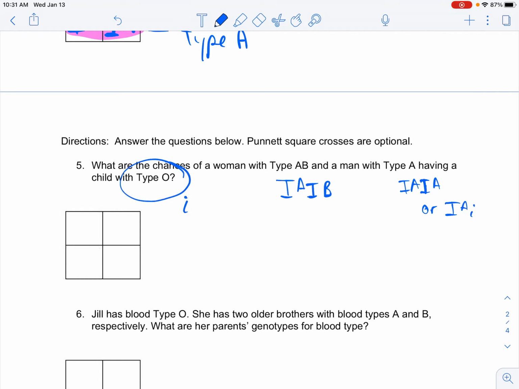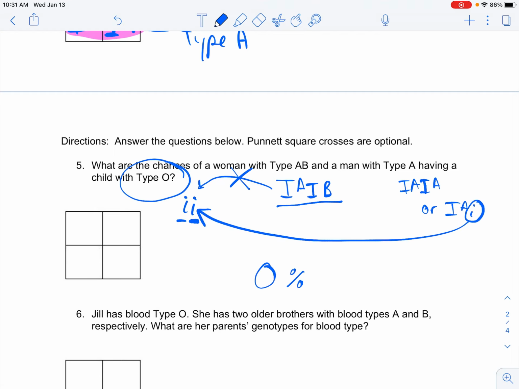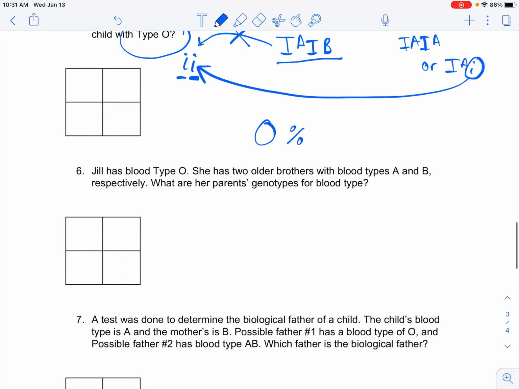So remember, to get type O blood, you have to be little i. That means if you have type O blood, you received a little i allele from both mom and dad, biological mother and biological father. Well, it's possible if the man that has type A is heterozygous, that the child could receive one little i. But if the woman is type IA/IB, she cannot pass on a little i allele, so that's just not going to happen. It's not possible for this couple to have a child, so let's rate 0% chance with type O.